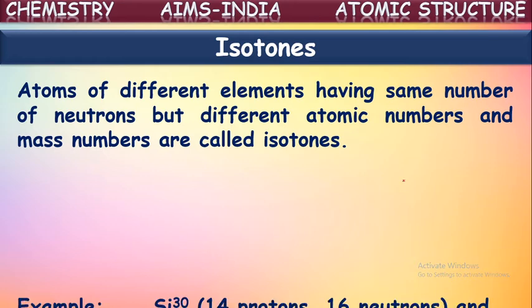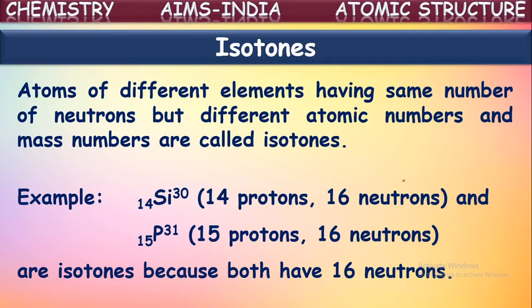For example, if we see silicon and phosphorus, these two are isotones. If you observe, they have different atomic numbers. For silicon it is 14, for phosphorus it is 15. But even the mass numbers are different. For silicon the mass number is 30 and for phosphorus the mass number is 31. They have different atomic numbers and different mass numbers, but they have the same number of neutrons in both.